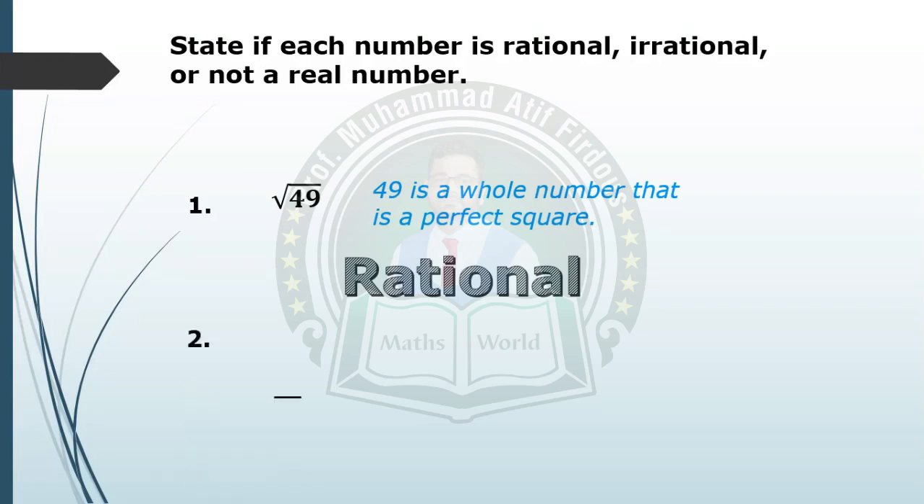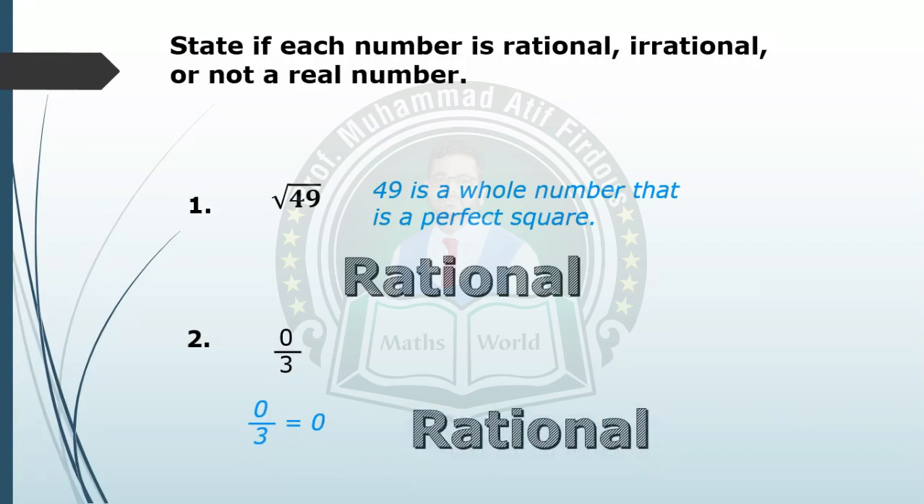The second example is 0 over 3. Is it rational or irrational? Think about it. Yes, it is a rational number because it can be written in the form of P over Q. P and Q are integers, P and Q are relatively prime, and Q is not equal to 0. So students, we can say that it's a rational number.